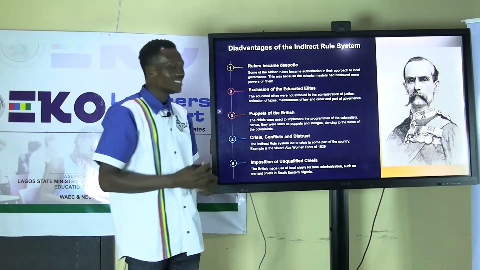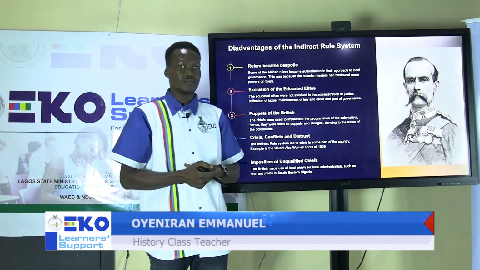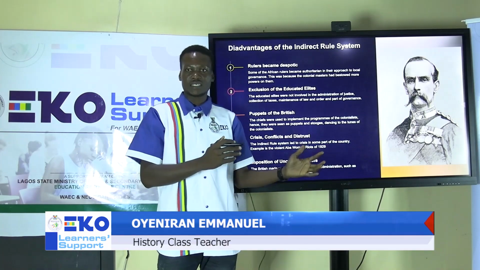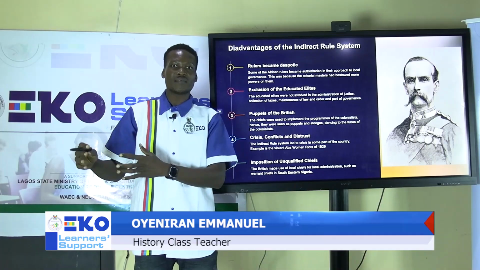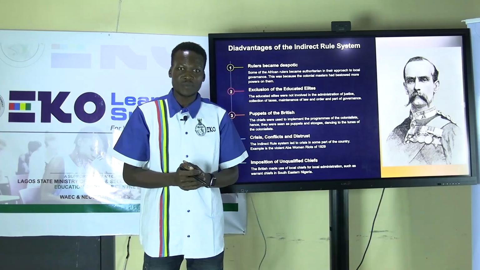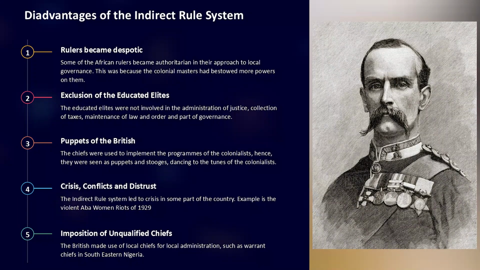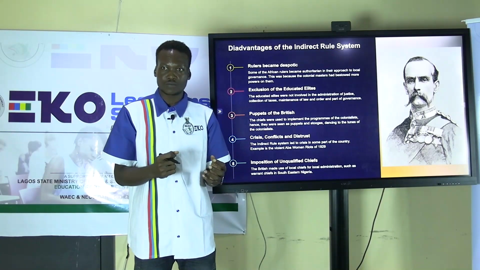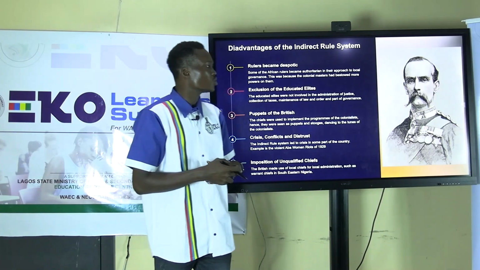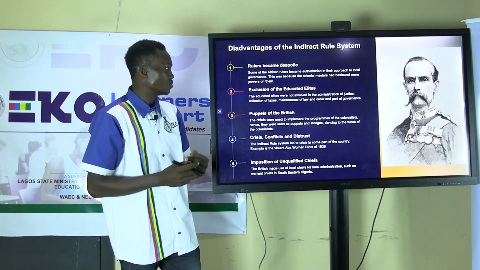Also, disadvantages of the indirect rule system. You will agree with me that anything that has a good side will most likely also have a bad side. Number one is that the rulers became despotic. They became autocratic because they held a powerful and significant position. So it made some of the rulers to be what? To be authoritarian in their approach.